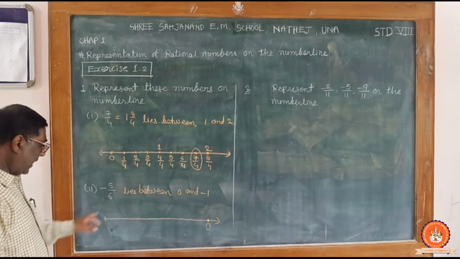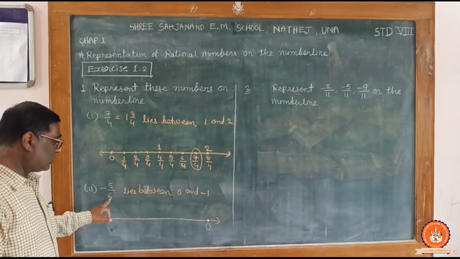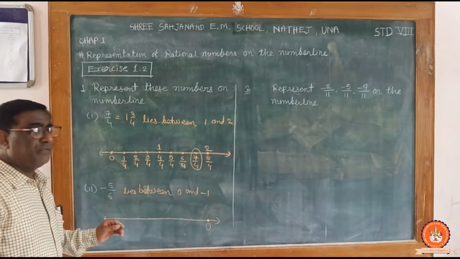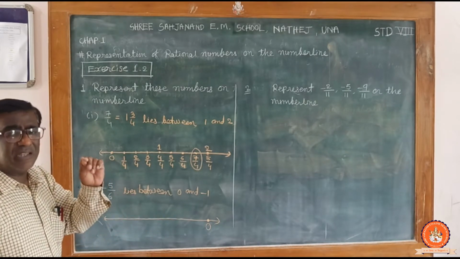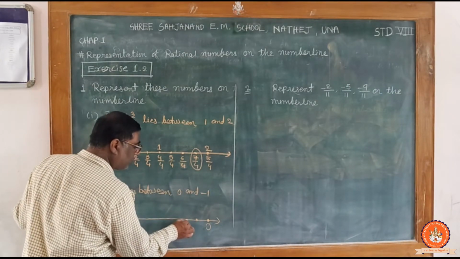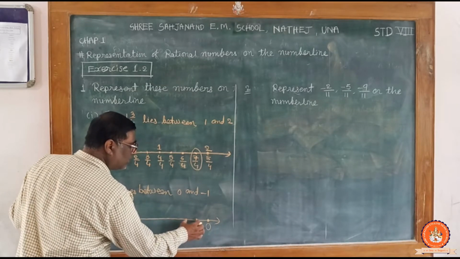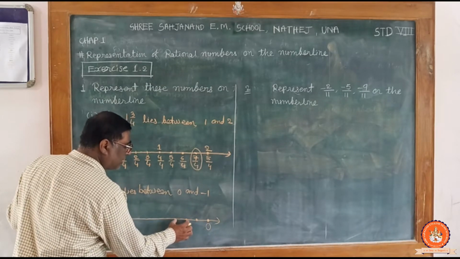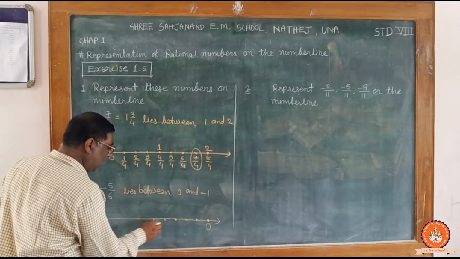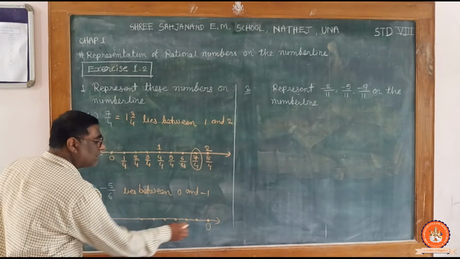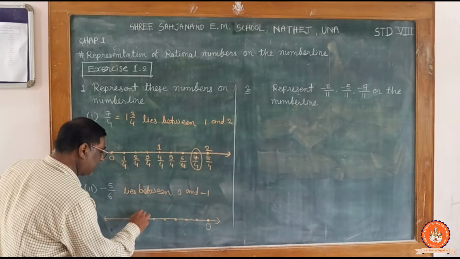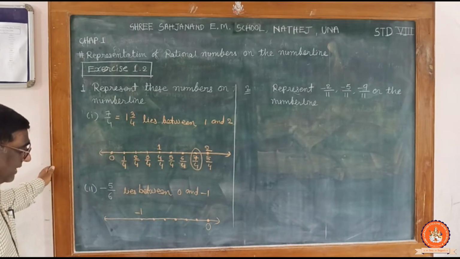Okay. Now look at the denominator. It's 6. So the unit between 0 and minus 1 will be divided into 6 equal parts. Okay, start. This one is 1, 2, 3, 4, 5 and 6. 1, 2, 3, 4, 5 and 6. It will be minus 1. Okay, it will be minus 1.